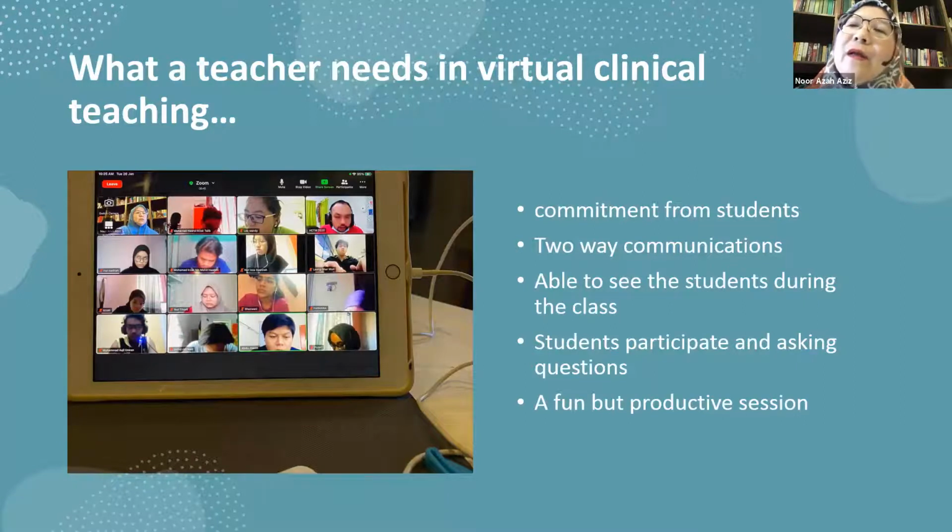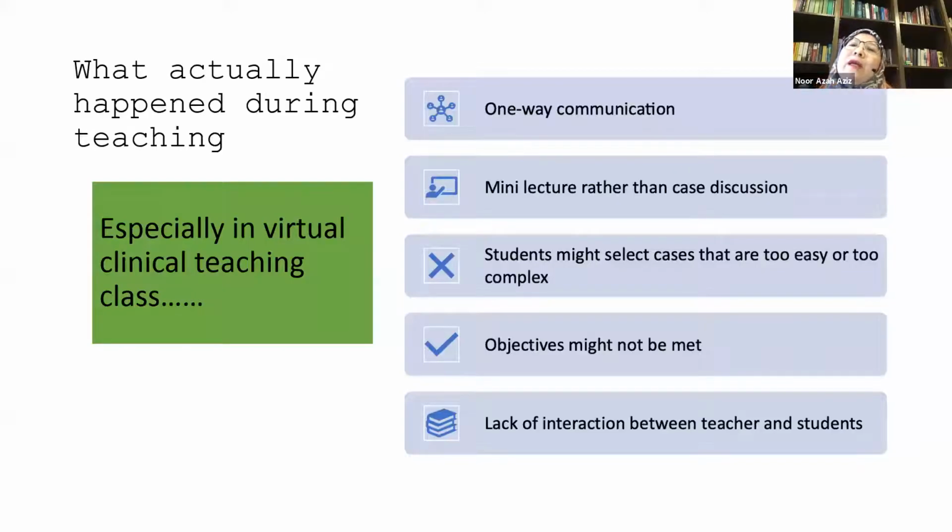What actually happens during a clinical virtual class is one-way communication, a mini lecture rather than case discussion. What usually happens? Students might select cases that are too easy or too complex. The objective might not be met, and there would be a lack of interaction between teacher and student. So this is what happens between teacher and student.